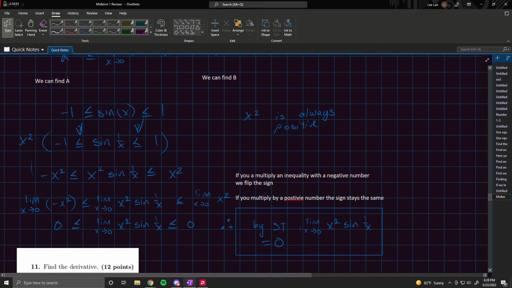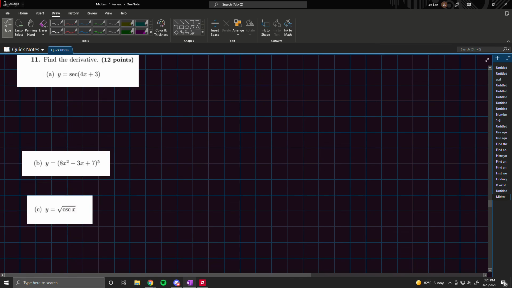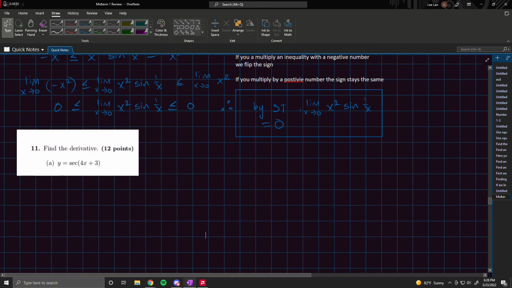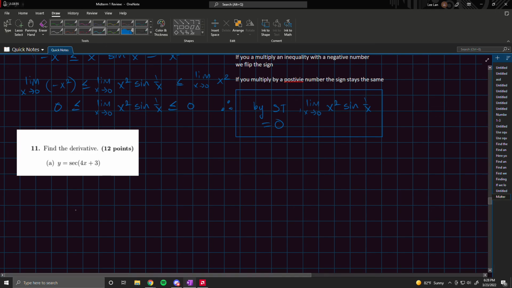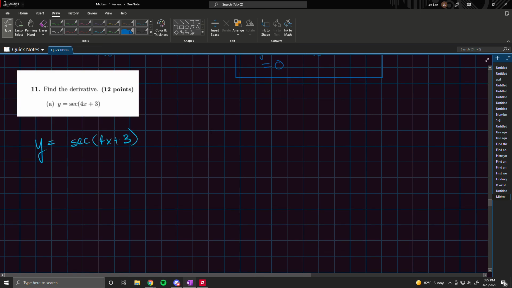Yep, and that's 10. Okay, let's move on to number 11. Find the derivative. y equals secant of 4x plus 3. I'll probably write in a different color pen. So y equals secant of 4x plus 3. What is this derivative?